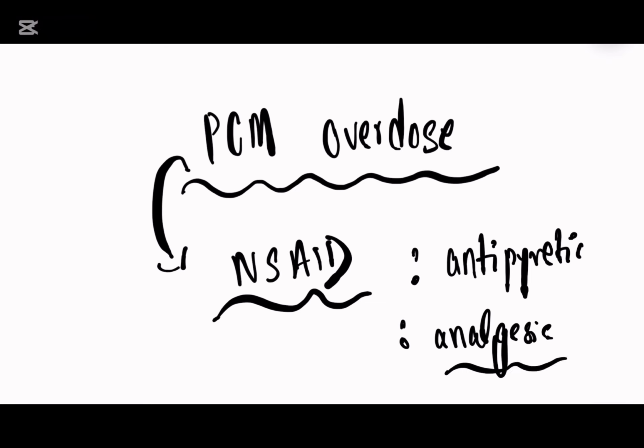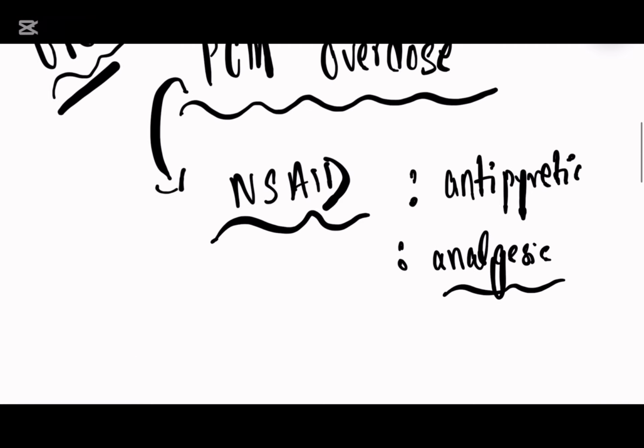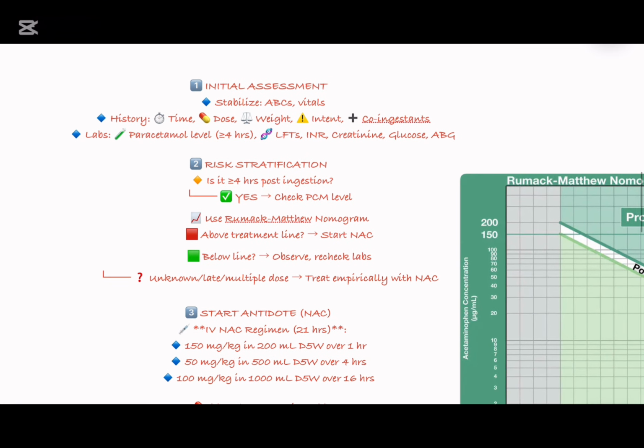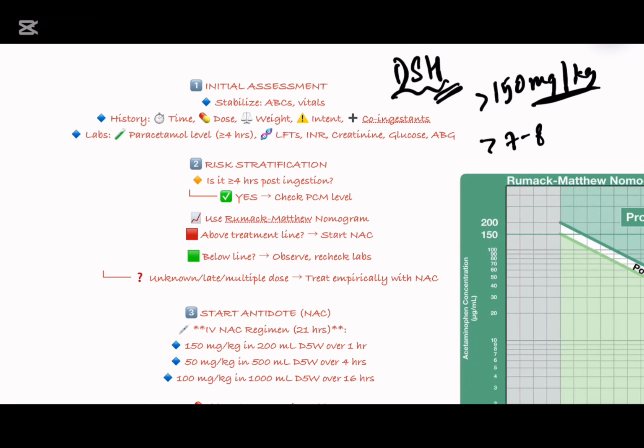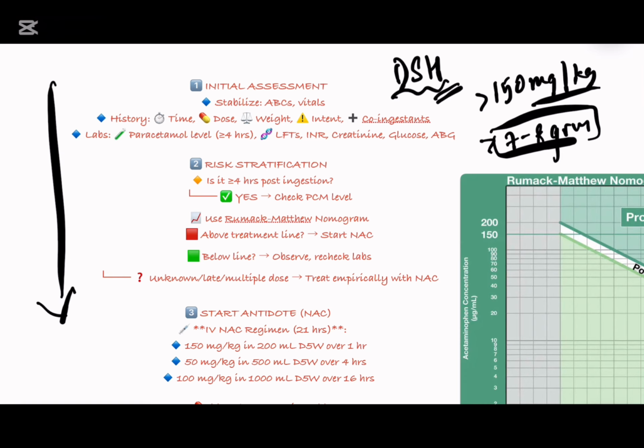This is the most common OTC drug available in our pharmacy and the market, so there is a risk of overdose. In this video, we will discuss how to manage paracetamol overdose in the emergency. If a patient comes with an alleged history of deliberate self-harm with paracetamol overdose, meaning more than 150 mg per kg or more than 7 to 8 grams of paracetamol, then we will treat like this in the emergency department.